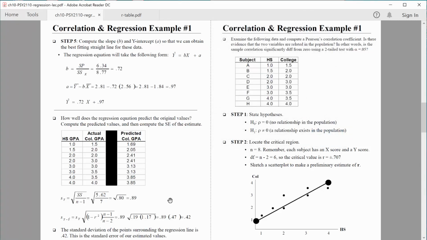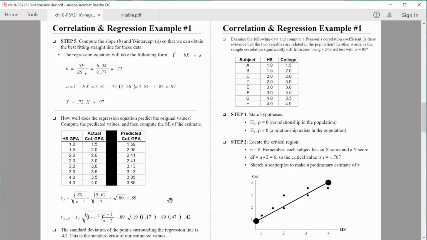I hope this example was helpful to you. We got a little bit more experience doing a correlational analysis, and this was our first chance to do a full regression analysis. You can see just looking at this page here on the left, there's not all that much that we actually need to do, and the math is relatively easy. Computing standard error of the estimate is a little bit of a pain, but that's not such a big deal either. Just take your time with it.